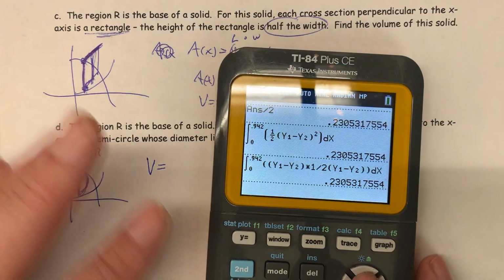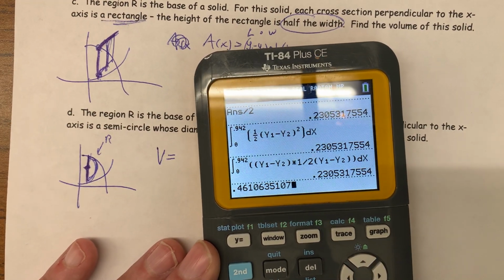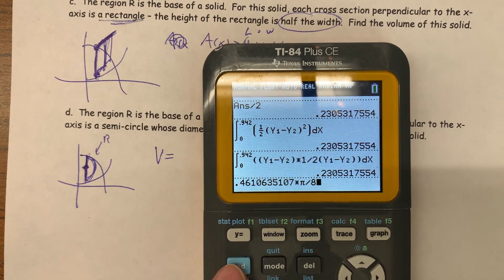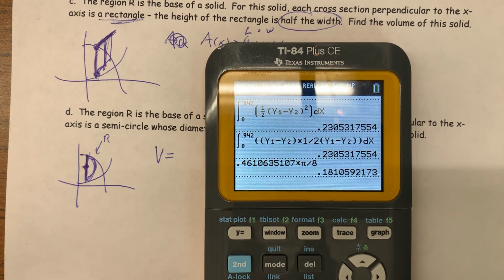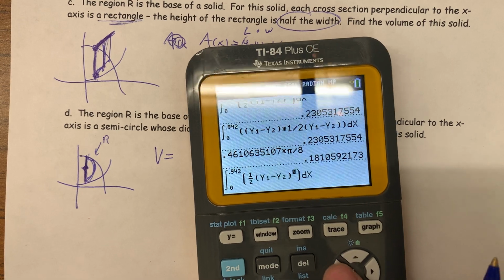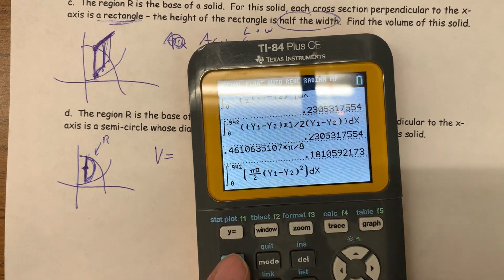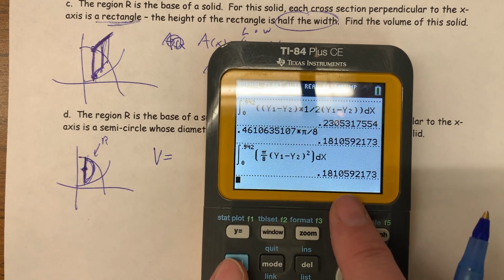And so I could take the one that we had up here, this answer, and multiply it times pi over 8. And since that's a constant, this will come out to be the right answer. Of course, I also could do, hold on, I'm just gonna take this one. I could also type in pi over 8 squared like this, and that'll give me the same answer.